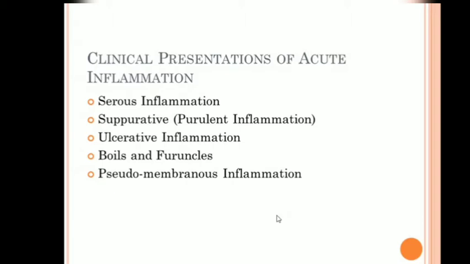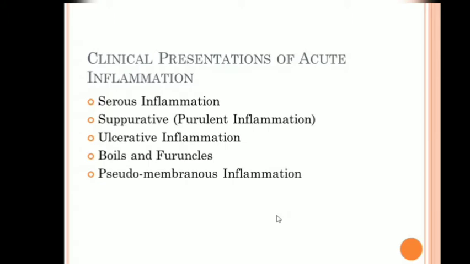Third, we have ulcerative inflammation that includes ulcer formation, loss of continuity of epithelium in the skin or mucous membrane due to inflammatory tissue damage. For example, ulcerative colitis or peptic ulcer. Fourth, we have boils and furuncles. It includes focal skin collection of abscess, commonly in hair follicles.